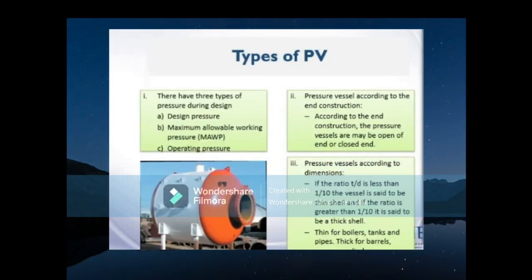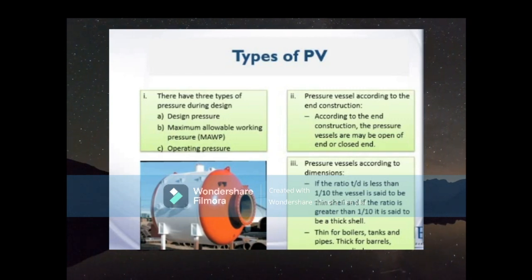Types of pressure vessel. There are 3 types of pressure during design, such as design pressure, maximum allowable working pressure or MAWP, and operating pressure. Pressure vessel according to end construction. According to the end construction, the pressure vessels may be open end or closed end.